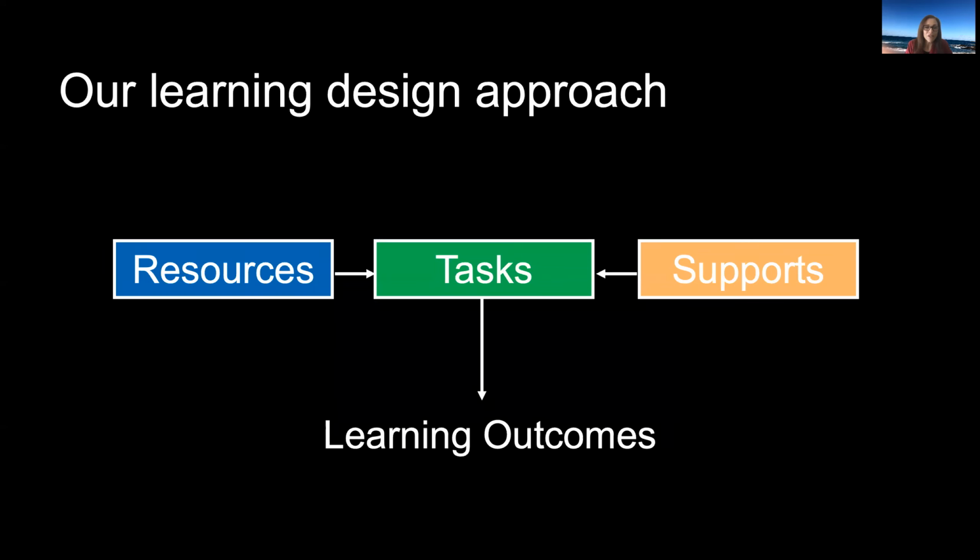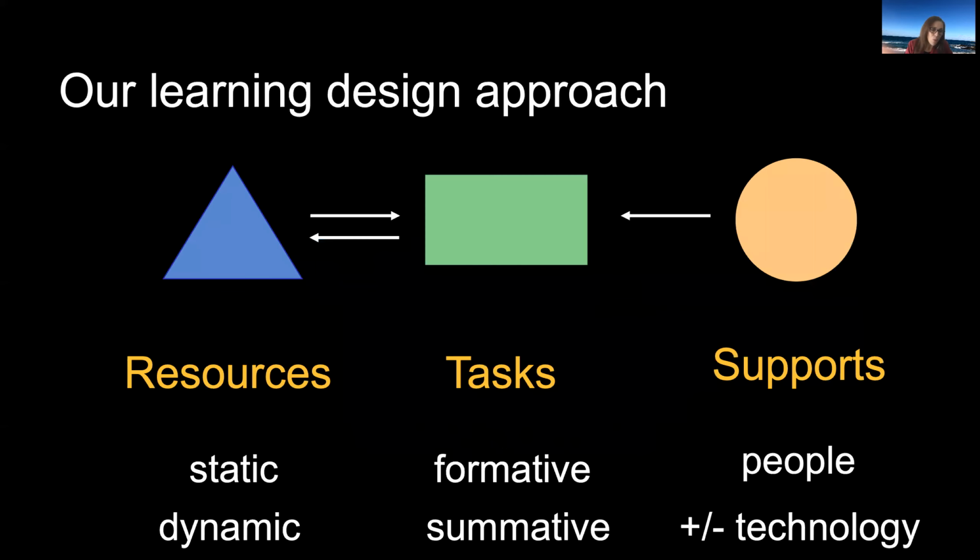So let's break it down to show you what I mean about our particular learning design approach. Essentially, our approach focuses on tasks that learners do and what resources and supports can help the learner complete those tasks to ultimately achieve the learning outcomes. The way that we show that is through an illustrative way. And so we use symbols.